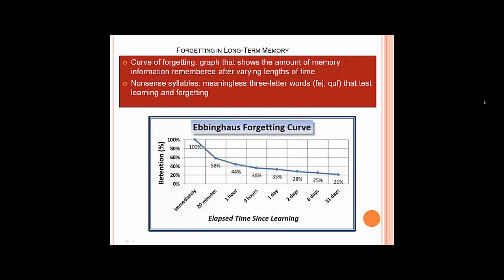But this long-term forgetting memory, this curve of forgetting, this Ebbinghaus curve, is a graph that shows the current amount of memory information after a period of time. And these graphs are done with large numbers of people, so these are all means, actually. We generally can retain that much information after 20 minutes and so on. But these are nonsense syllables or meaningless three-letter words that test learning and forgetting.